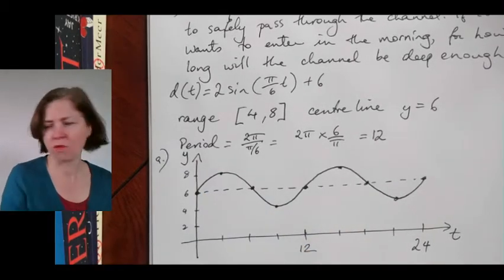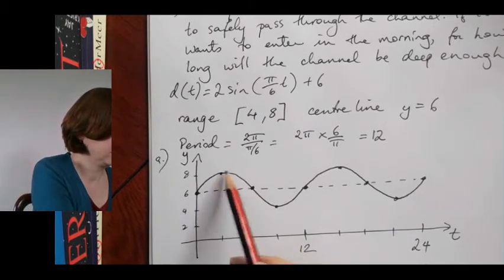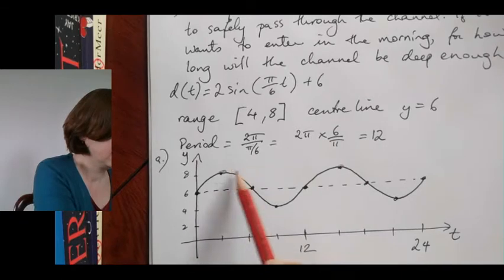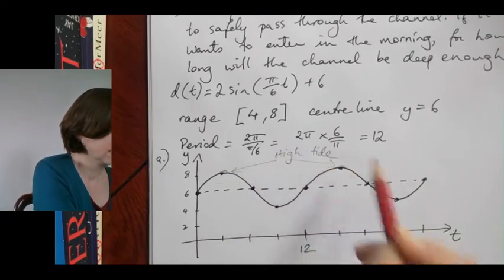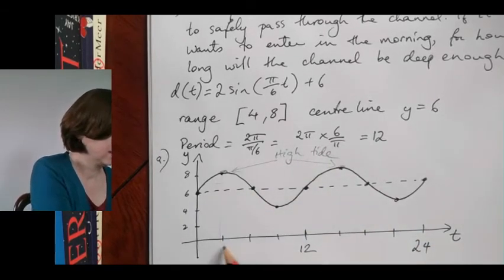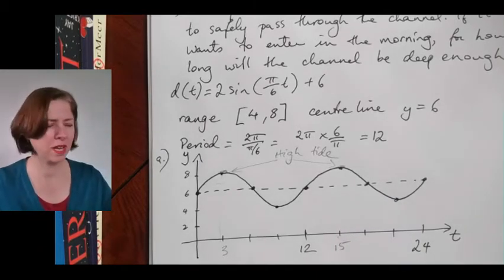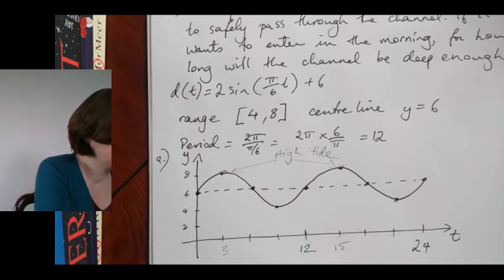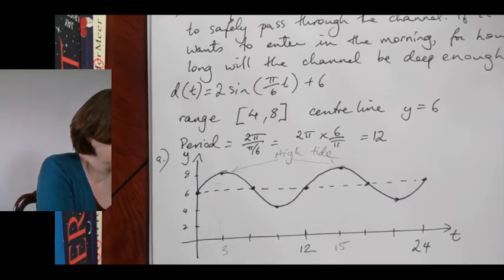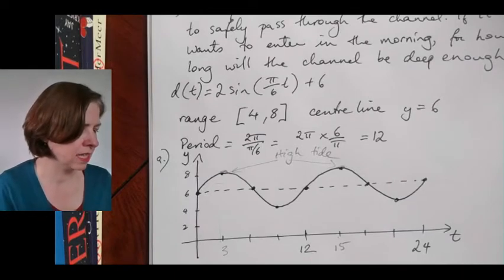B, I'm going to look at my graph. I'll just grab a pencil. High tide happens here. There's high tide and there's high tide. So that happens at 3, and that is 15, remembering that 15 is 3 o'clock in the afternoon. So high tide is at 3 a.m. and 3 p.m. And I need to also know the depth, and that's going to be 8.